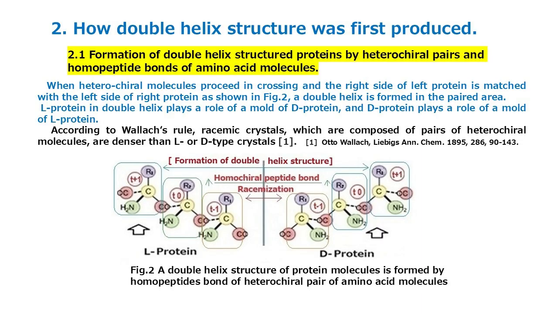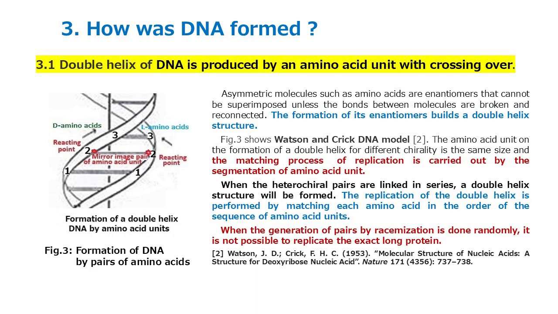L protein in double helix plays a role of a mold of D protein, and D protein plays a role of a mold of L protein. According to Wallach's rule, racemic crystals, which are composed of pairs of hetero-chiral molecules, are denser than L or D type crystals. How was DNA formed?